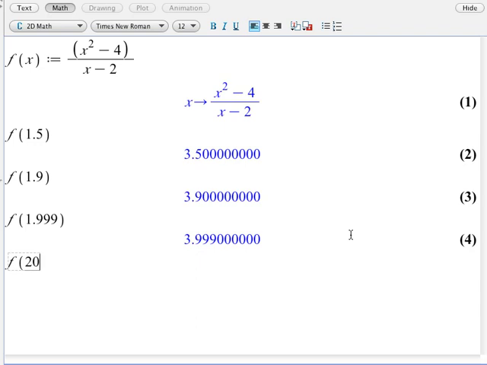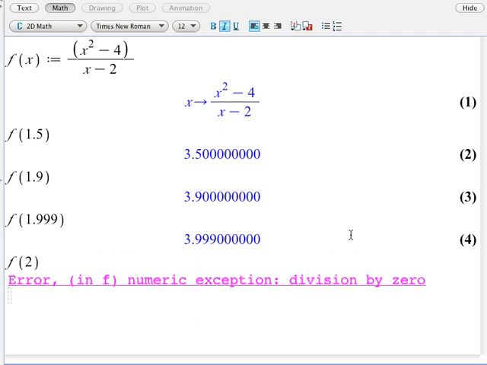What is f of 2? Oops, 2, not 20. This is Maple's way of saying, you goofball, this doesn't exist. It doesn't work. Okay, let's go the other way. What is f of 2.5? Well, that's 4.5. So right away I know if f of 1.999 is 3.999, and f of 2.5 is 4.5, then the limit as we get really, really, really close to 2 has got to be somewhere in between these.